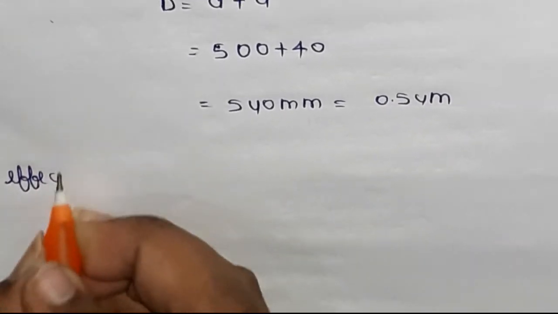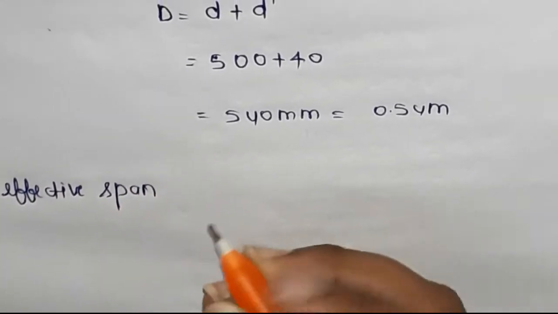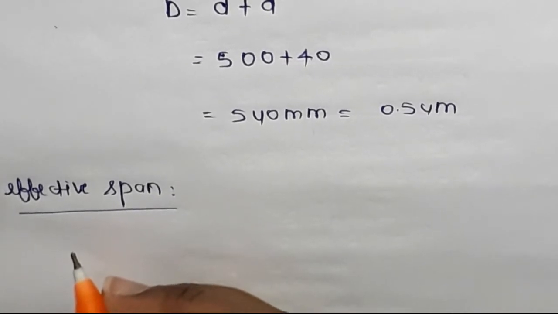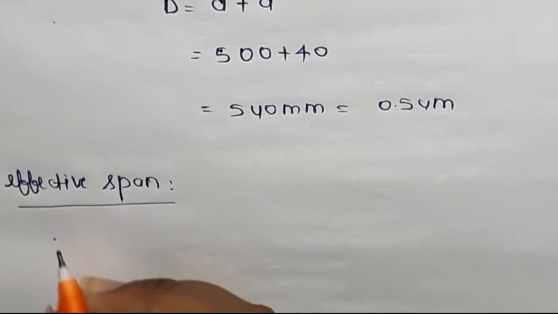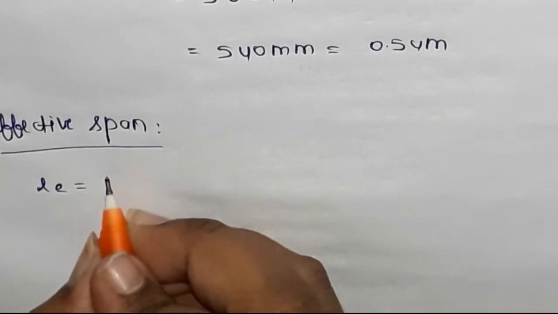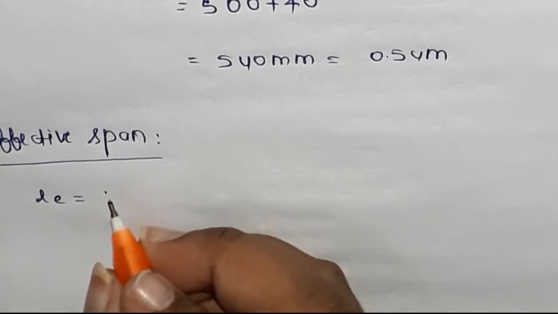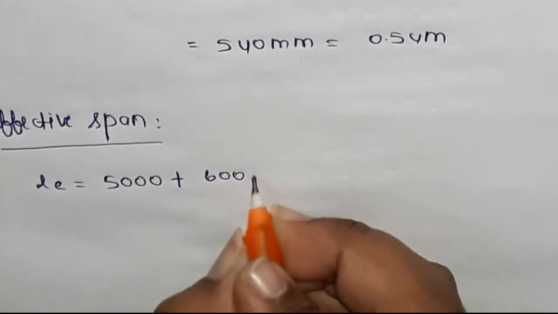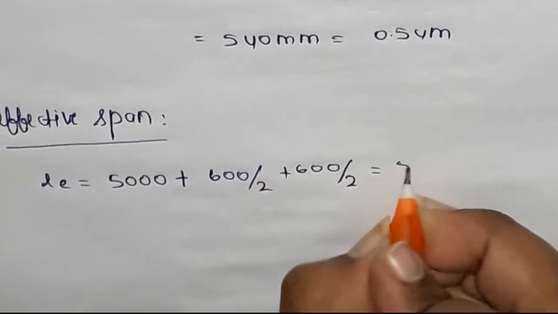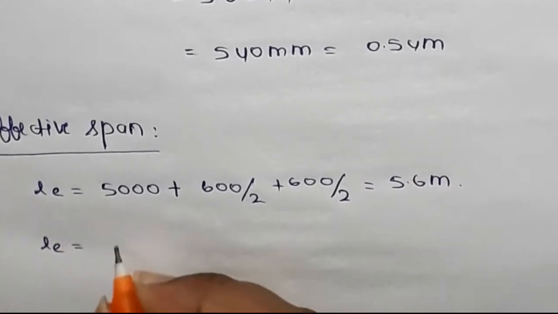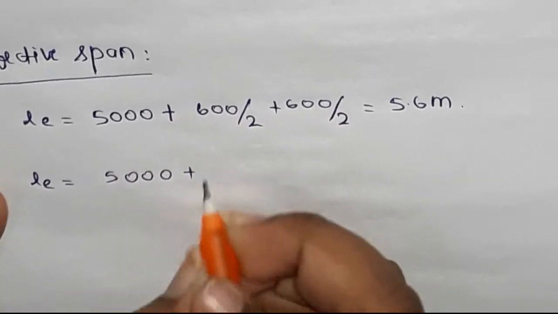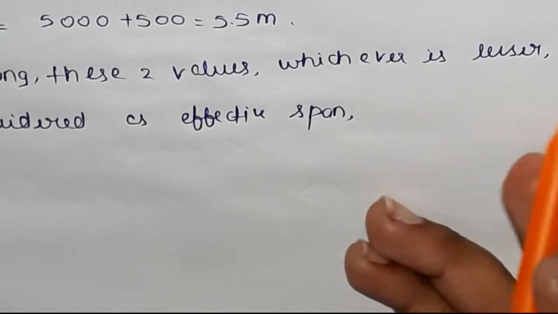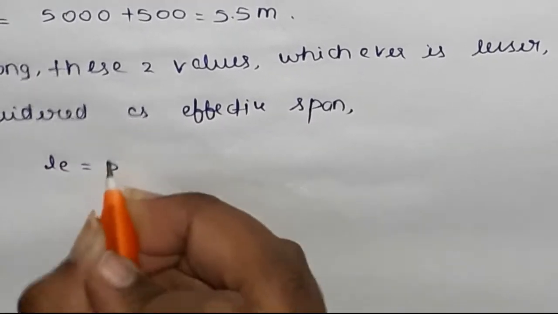Now again the effective span. As in the previous case, the effective span we can consider using IS 456 in two ways. That is, L effective is the clear span plus the effective depth, or center to center of support width. Among these two values, whichever is lesser is considered as the effective span. So now the effective span is going to be 5.5 meters.